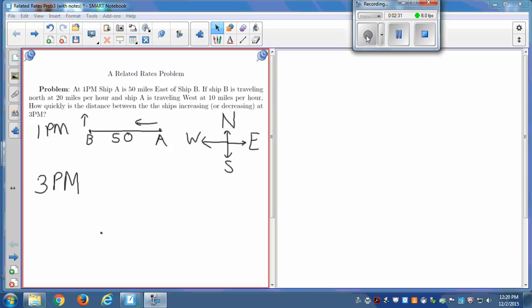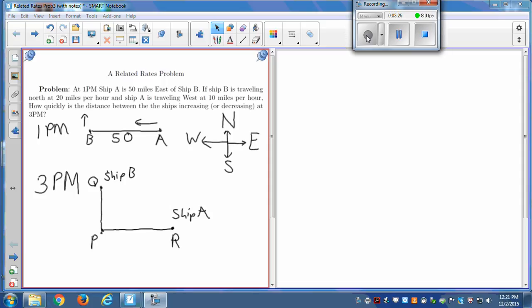We'll let P be the position of ship B at 1 p.m., and then the actual position of ship B at 3 p.m. we'll call Q, and the position of ship A at 3 p.m. we'll call R.